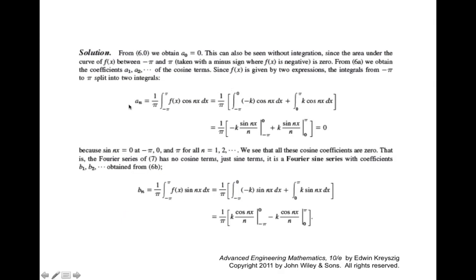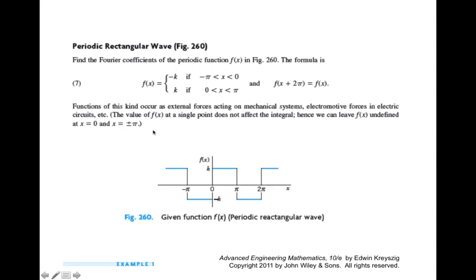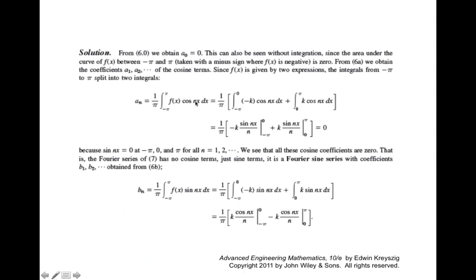So we can find the coefficients here. First of all, let's go back a step. If you look at this function, we can see that if we integrate the function from minus pi to pi, which is our range, the left-hand side and the right-hand side of the integral will cancel out. So our a sub 0 coefficient will be 0 because the areas under the curve cancel each other out.